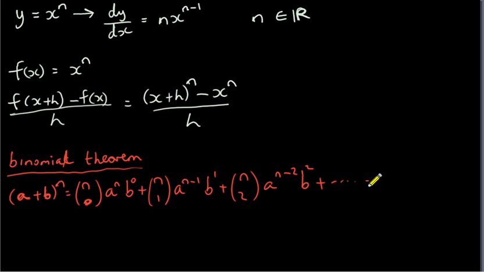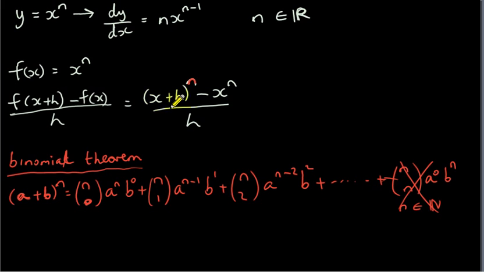If n is a positive integer, this series will terminate with nCn. It'll actually terminate with nCn, a to the power of 0, b to the power of n. That's if n is an element of capital N. That means if n is a positive integer. But if n is not a positive integer, if n is a fraction, then we'll have an infinite series. So in general, n will not be a positive integer. n will be any real number. So we won't have a final term in general. So we'll have an infinite series.